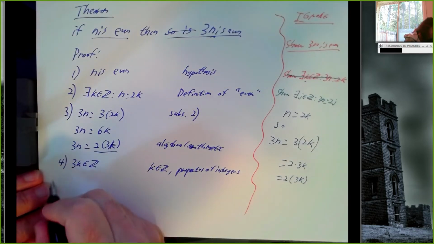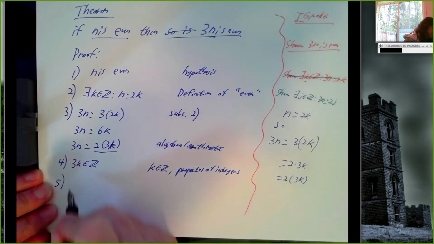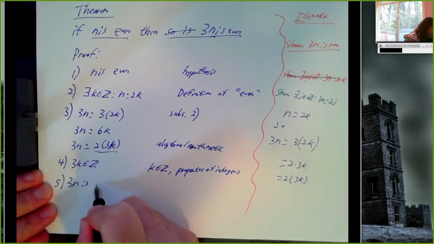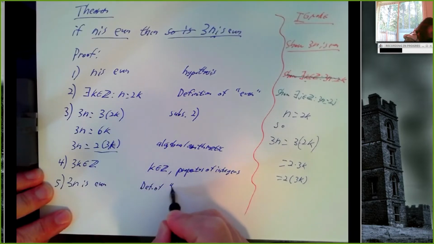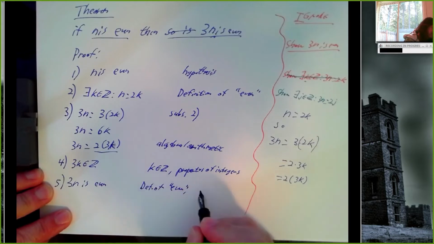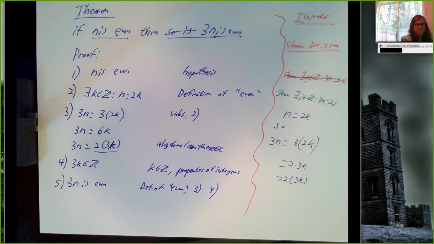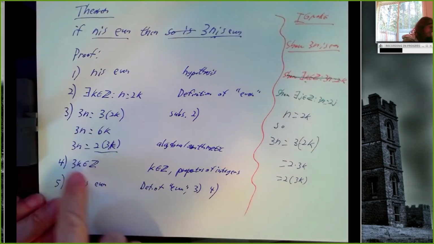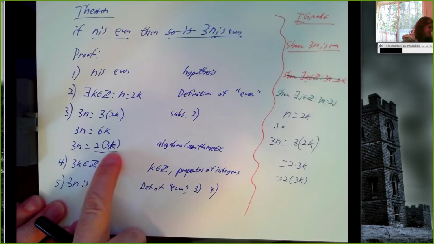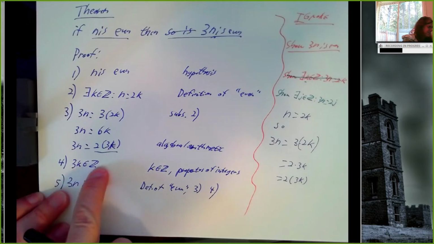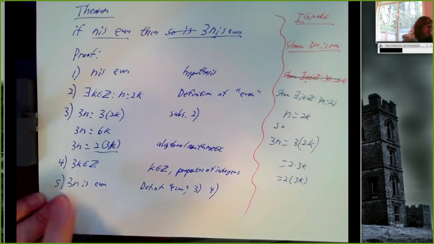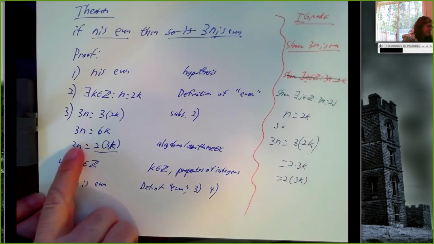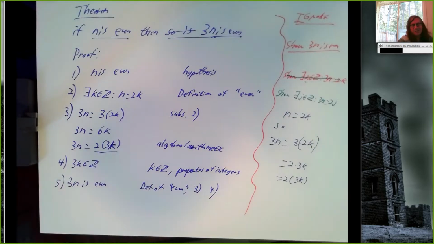And really at this point, we can simply state 3n is even. And the reason is definition of even combined with steps 3 and 4. If you look at step 3, what's it saying? 3n is equal to 2 times 3k, and this is saying 3k is an integer. The definition of even is that your number can be written as 2 times an integer. And that's what steps 3 and 4 together tell you: 3n is 2 times an integer. That's enough to say 3n is even.